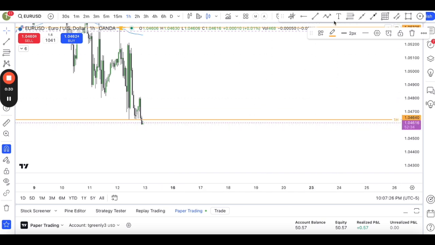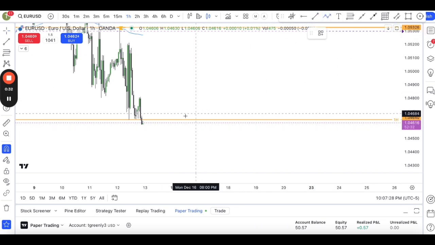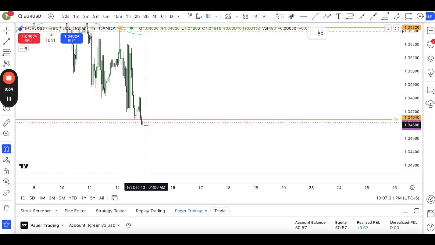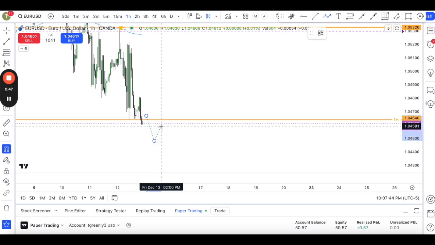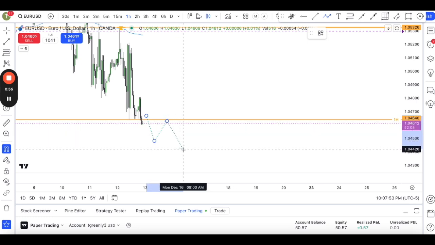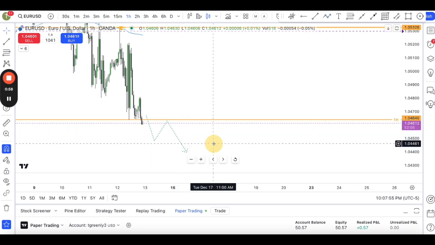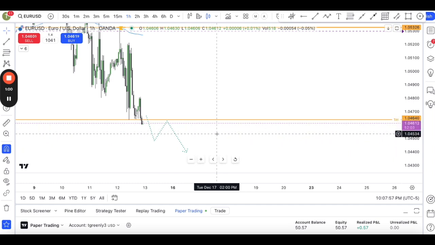So I could use my little path tool up here to help me remember what I am waiting for. I think that it could come down here, so we've broken through our area of support, and it's possible that it may retest, so break and retest back up here, and this support turns into resistance, and then it may continue down from there. So we'll see if that happens, and we'll wait a while.